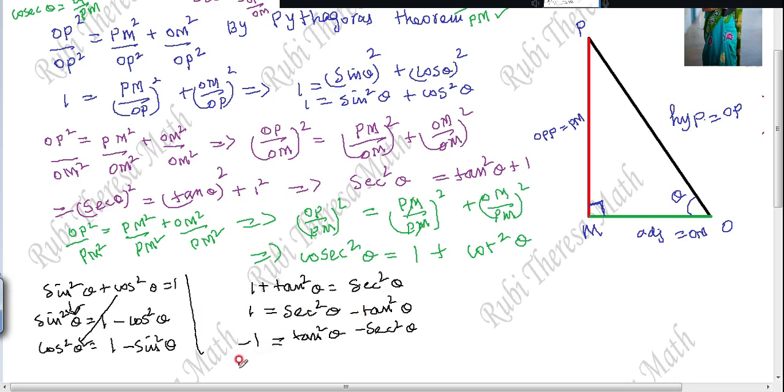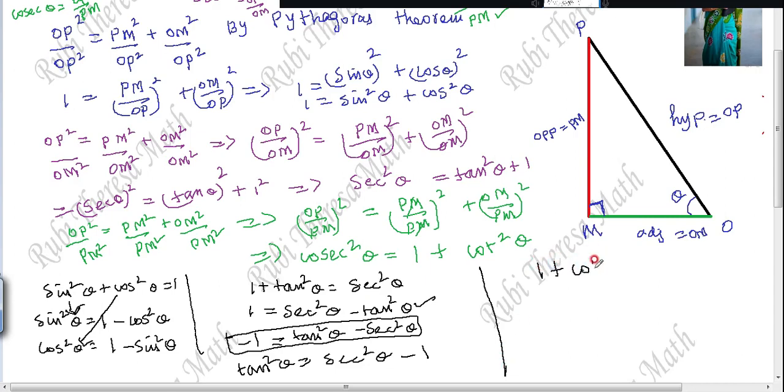Next one is tan squared theta. What is it after the equal to sign? Secant squared theta. When 1 comes to the other side, minus 1. So tan squared theta equal to secant squared theta minus 1. Do you follow? Do you follow or not? Here also, if you multiply by minus, then you will get the other one.